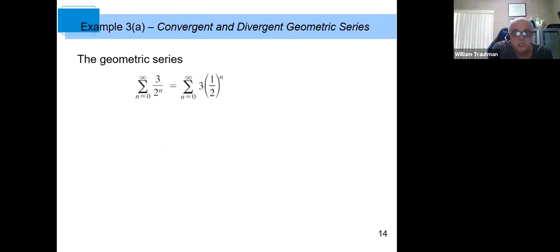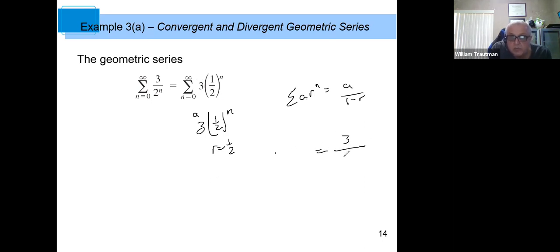And here's some examples. Once again, you can rewrite this, and they're showing you you're rewriting this as 3 times 1/2 to the n. So r equals 1/2. Remember the formula we had to write down was the sum of a r to the n power equals a over 1 minus r. So you can find the sum. A is 3, the number in front of the r. So this would equal a on top, 3, over 1 minus 1/2. And 1 minus 1/2 is 1/2. And when you put that in your calculator, you end up with 6.